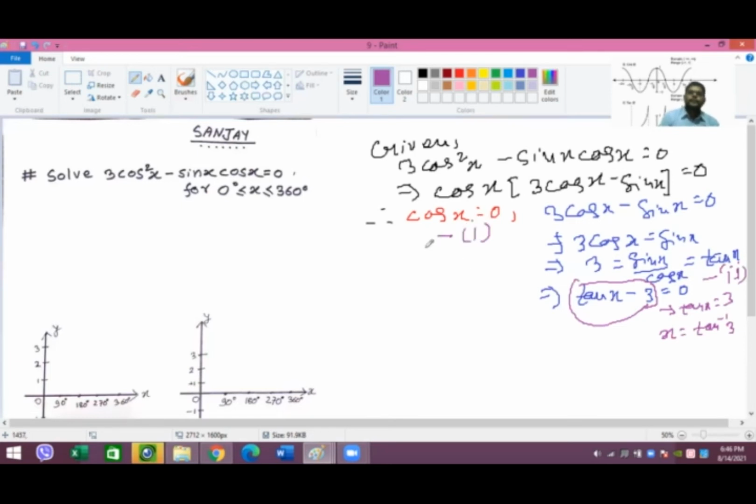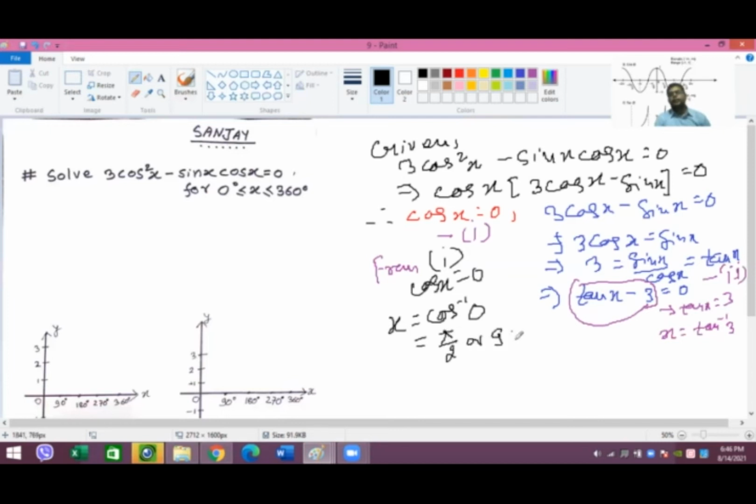So you know that from equation 1, cos x equals 0 means x equals cos inverse 0, and cos is 0 at how many degrees? 90 degrees. So the principal value for x is 90 degrees first of all.